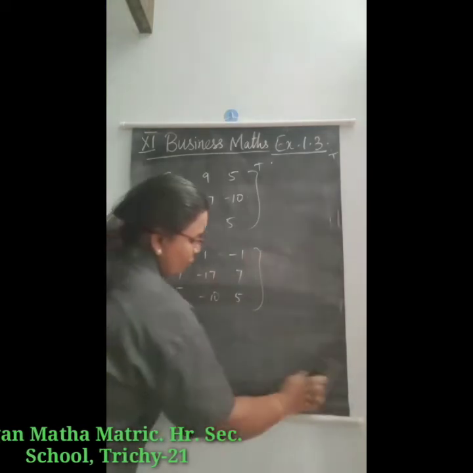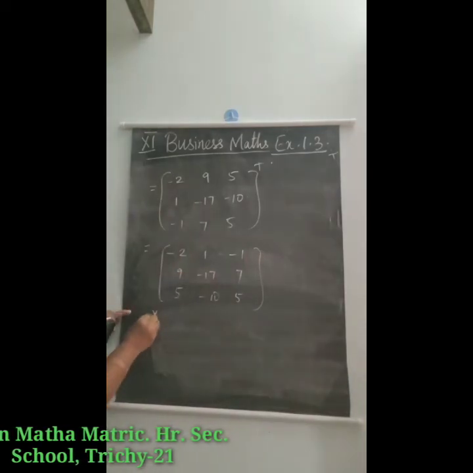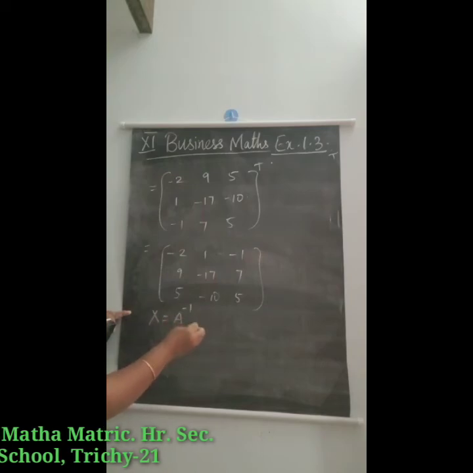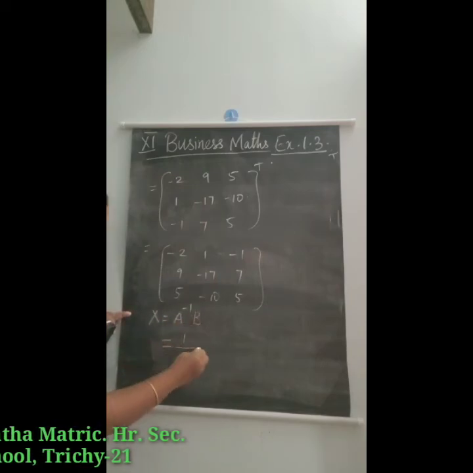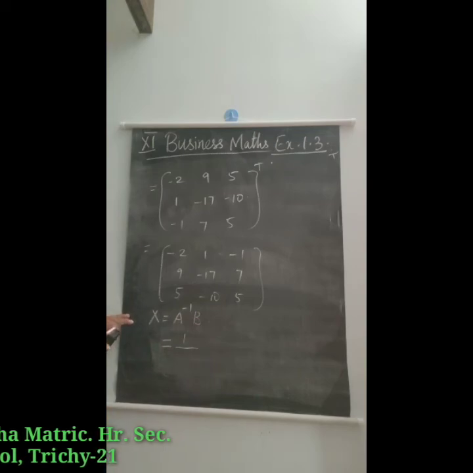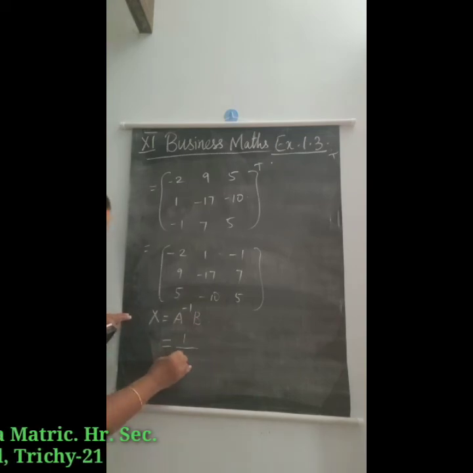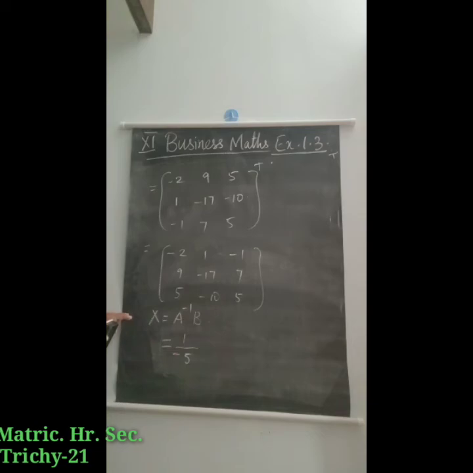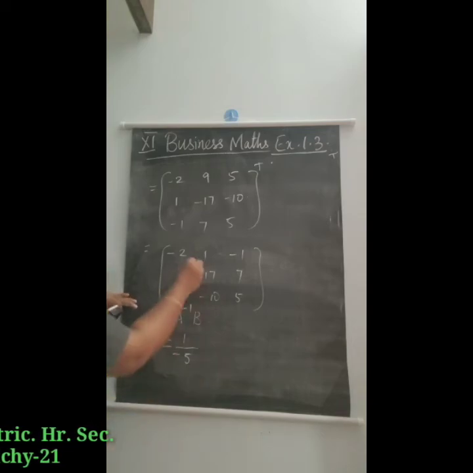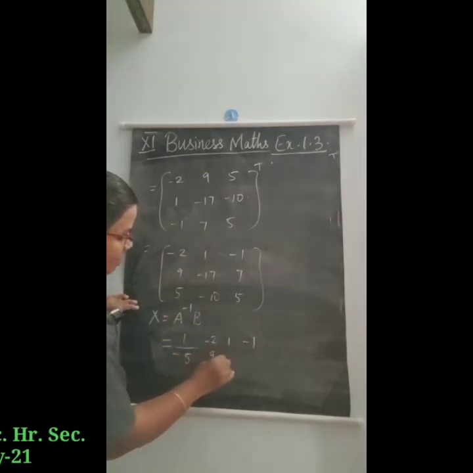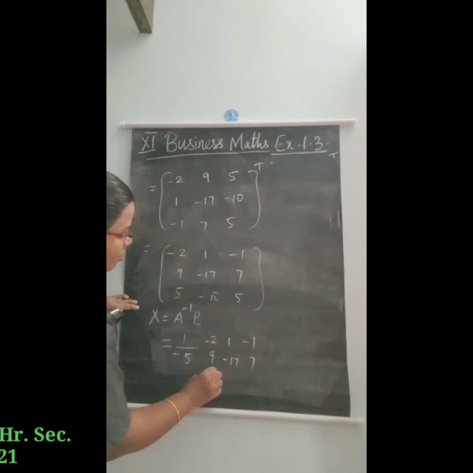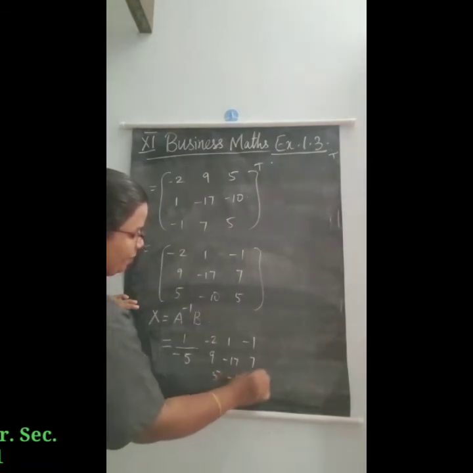Now we have to find out the A inverse. X is equal to A inverse B. So what is A inverse? 1 by determinant of A. That is, determinant of A is minus 5. 1 by minus 5 into adjoint A. What is adjoint A? This is adjoint A. So minus 2, 1, minus 1, 9, minus 17, 7, 5, minus 10, 5.